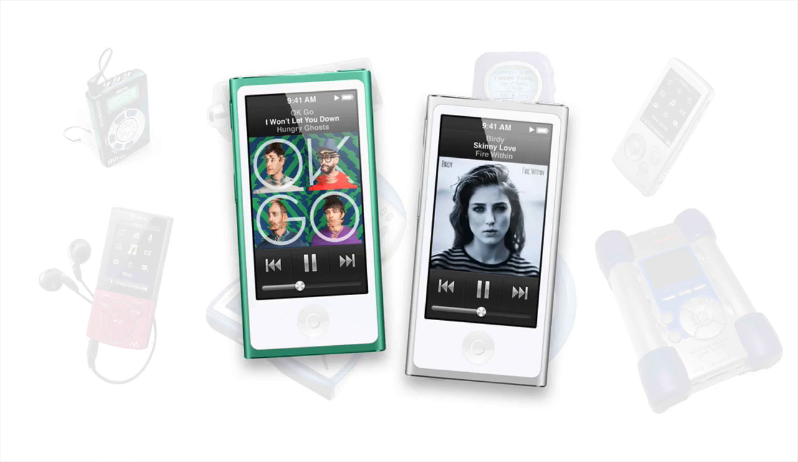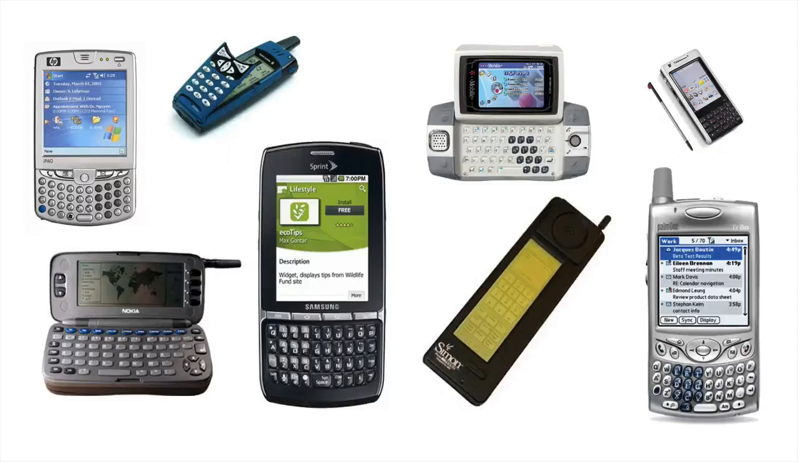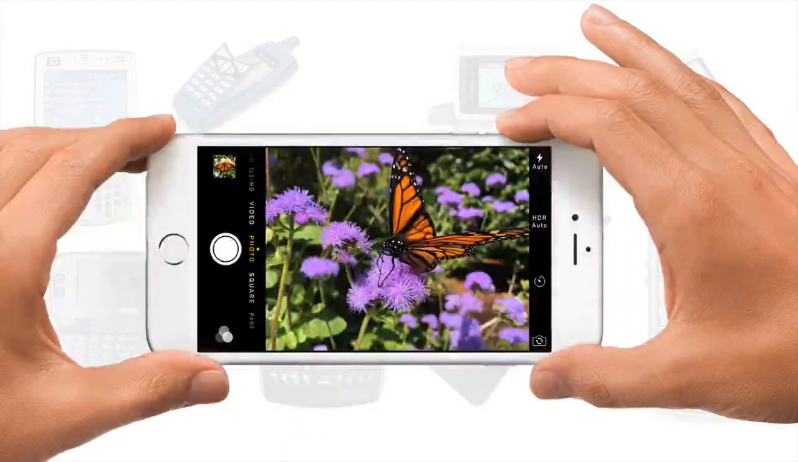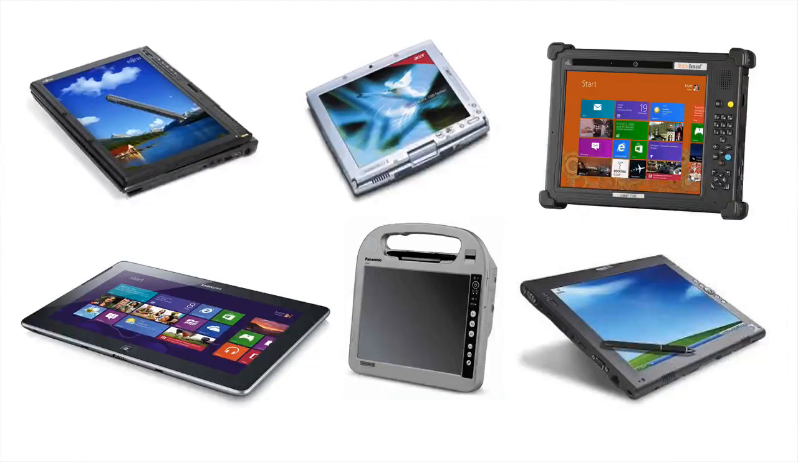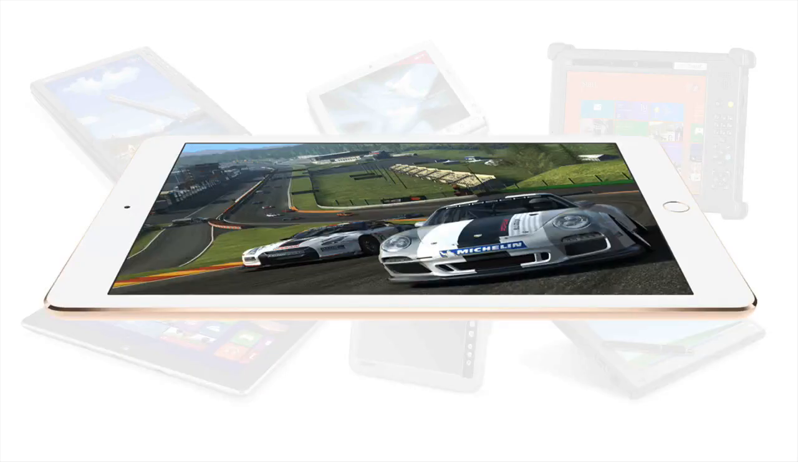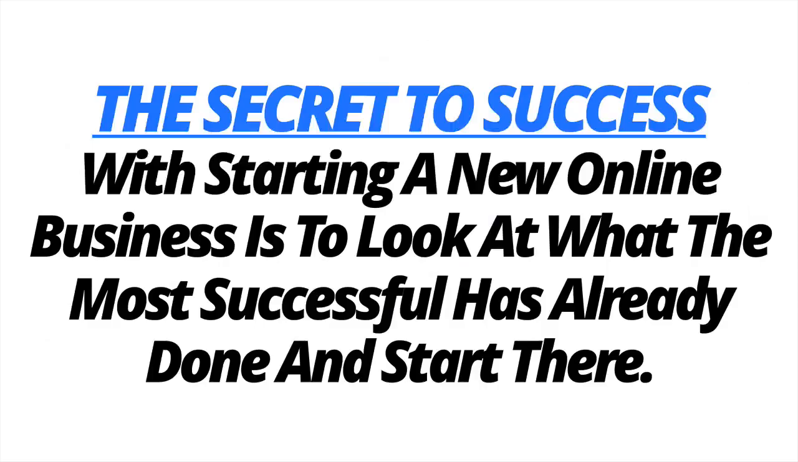Did Apple make the first smartphone? No, these were the first smartphones. Apple sat back, they let others take all the risk, then they released the iPhone, which was a better version of what was already proven on the market. Did Apple make the first tablet? No, these were the first tablets. Apple sat back, they let others take all the risk, then they released the iPad, which was just a better version of what was already proven on the market. Now, I could keep on going, but I think you can really get the point. The secret to success with starting an online business is to look at what the most successful have already done and just start there.